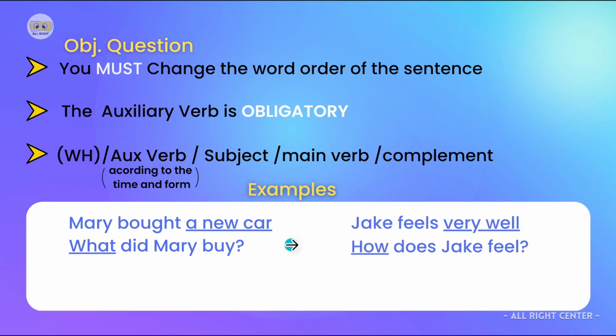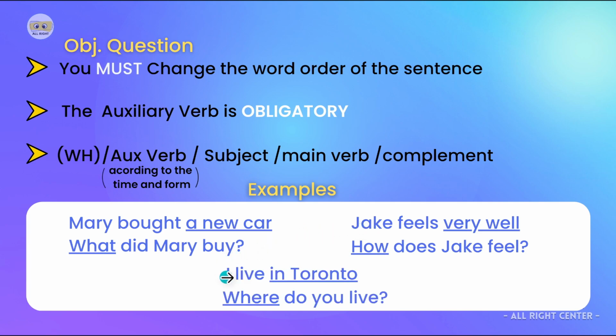Another example. Jake feels very well. How does Jake feel? ¿Quién se siente bien o muy bien? Well, Jake. That's why this is my object question. ¿Cómo se siente quién? Jake. Very well. All right. And the last one. I live in Toronto. Where do you live? Where do you live? ¿Dónde vives? Well, in Toronto. That's my object question.